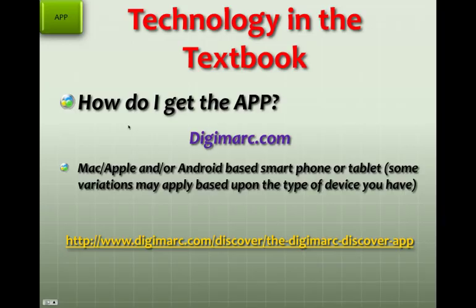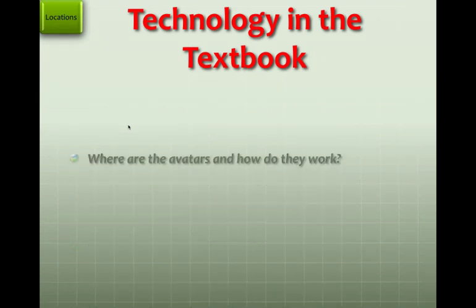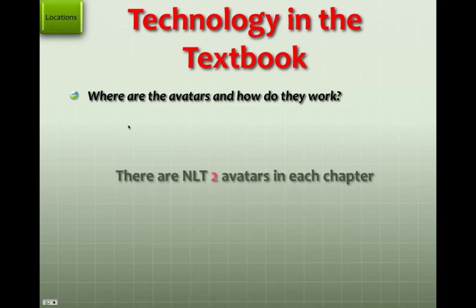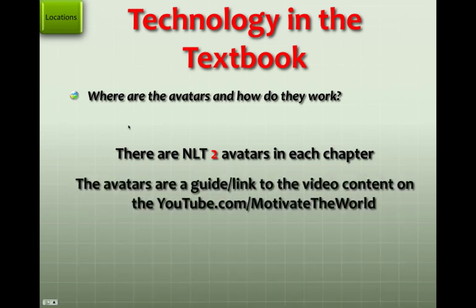And let me go back to where we were in regard to the technology. Okay, so you know where to get the app to start the process. Again, the app is free to use, no charge for being able to have that. All right, so the next question becomes locations: where are these avatars and how do they work? There are no less than 2 avatars in each chapter. Some of the chapters have 3, even 4 avatars.